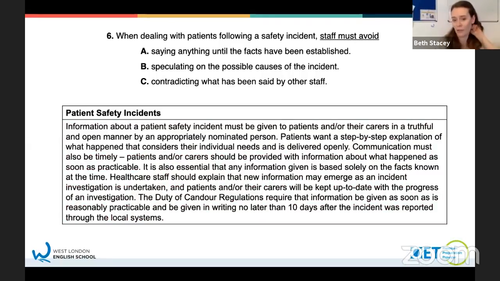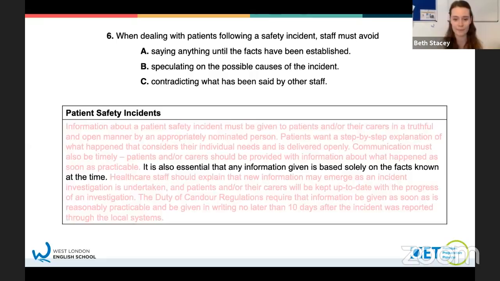Remember, the question is what staff must avoid. And again, we've got that line, they must avoid speculating on the possible causes. And the reason for this is because they have to give the information which is factual. That means they can't guess, they can only give facts. Speculating is the same as guessing, and obviously possible causes just means an option. So that is why B has to be our answer.